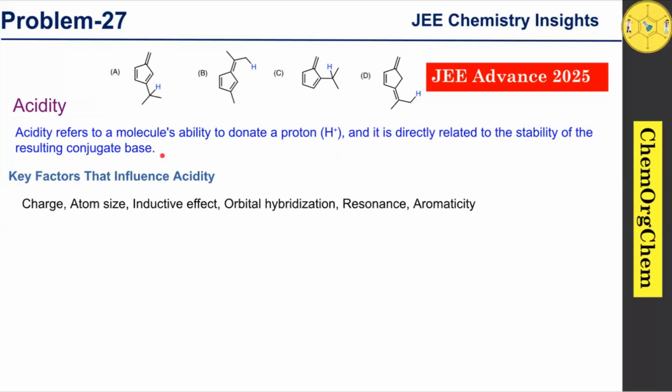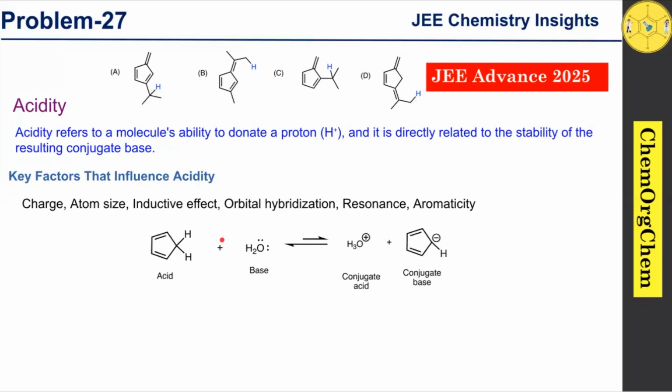Let's move on to the key factors that affect acidity. For example, charge, atom size, inductive effect, orbital hybridization, resonance and aromaticity. All these factors affect the acidity of any compound. For example, consider this one, which is cyclopentadiene.